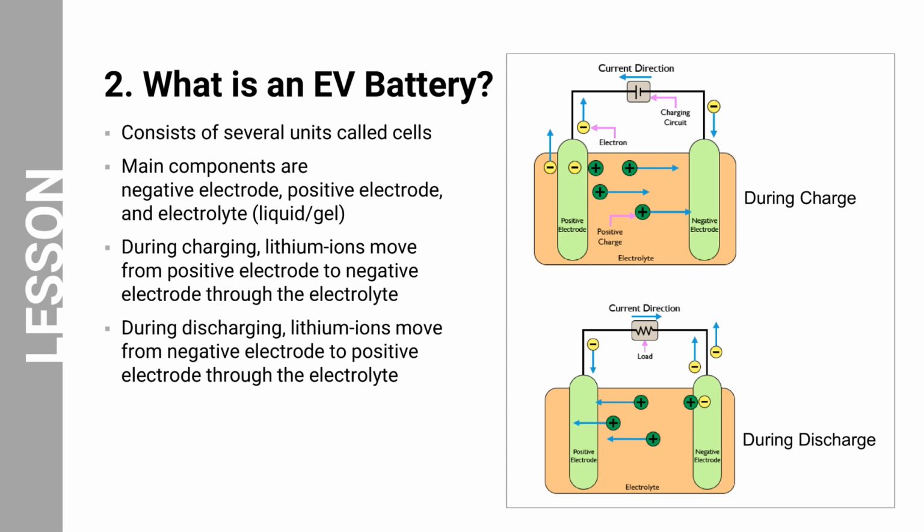The key here is that the flow of electrons is essentially electricity. So when an EV is being driven, it uses the stored chemical energy in the battery and converts it into electrical energy. This electrical energy gets converted to mechanical energy by the electric motor to move the car.